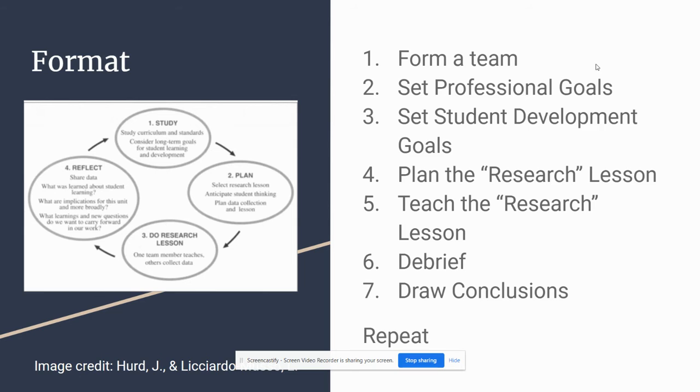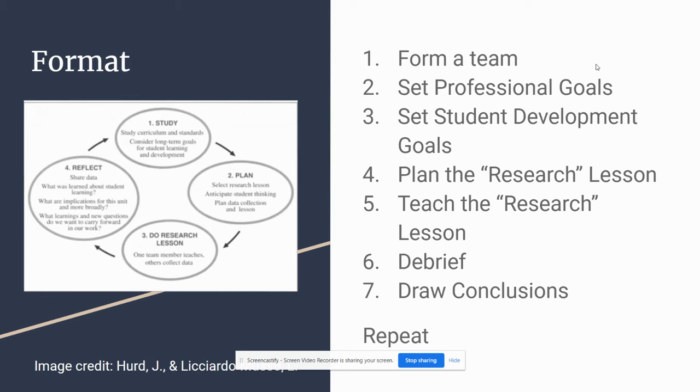since the mid 2000s. So the format of a lesson study begins with forming a team that is usually 4 to 6 members that are focused on a common topic. In the team, you determine how often you'll be meeting, what the agenda will be for each meeting, as well as setting the norms. After that, you want to set your professional goals.